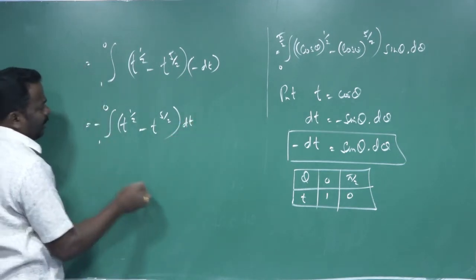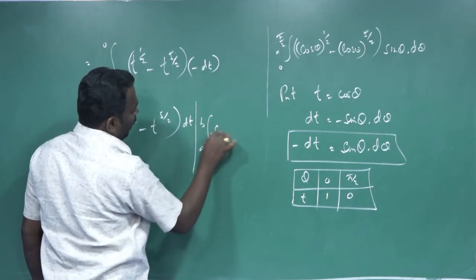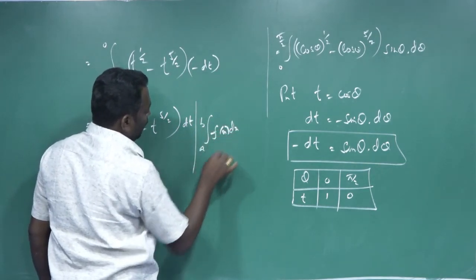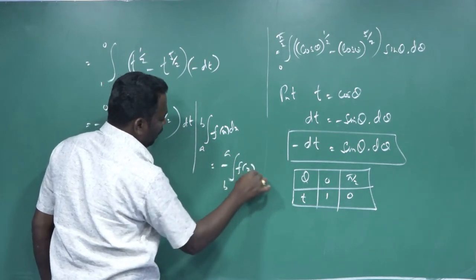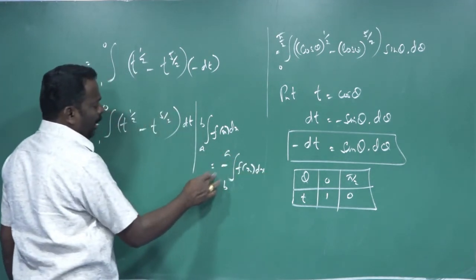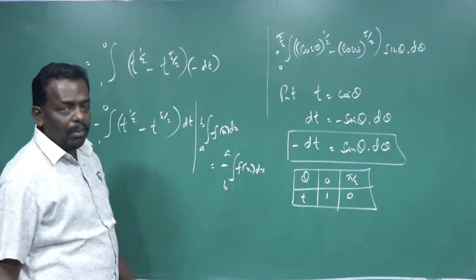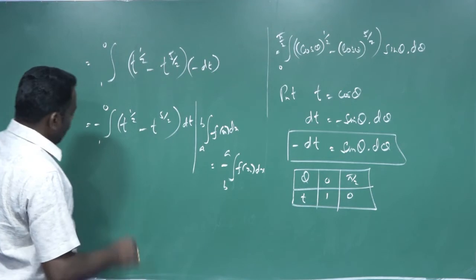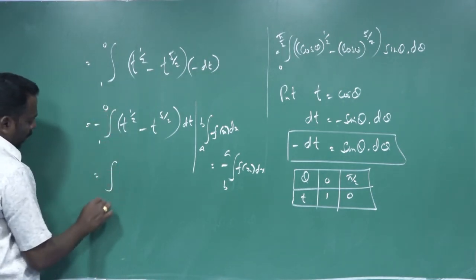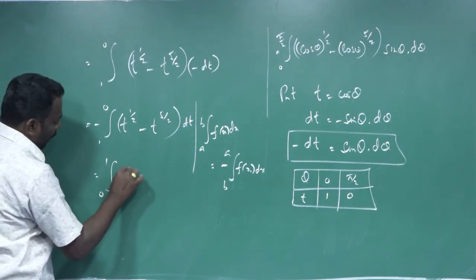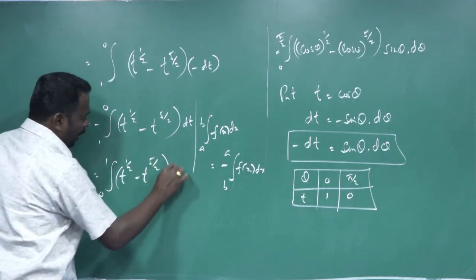Because of the minus, just remove it by applying the integral formula: integral a to b, f of x dx is equal to minus integral b to a, f of x dx. If we multiply by minus, the upper and lower limits are interchanged. Therefore that is equal to, removing the minus, integral instead of 1 to 0, we can write 0 to 1, t power 1 by 2 minus t power 5 by 2 into dt as it is.